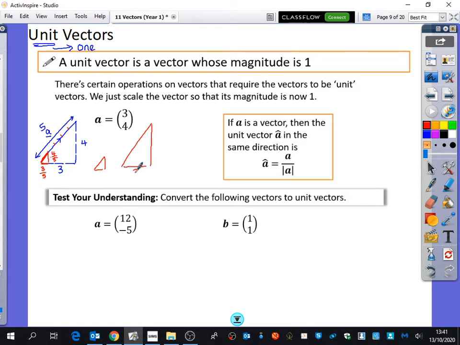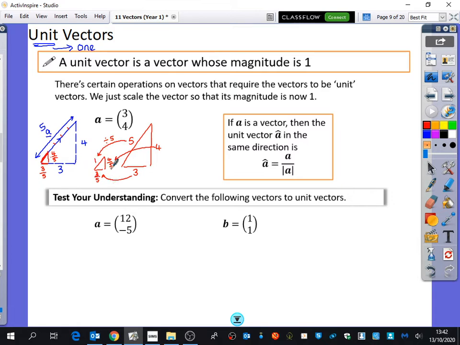The big triangle is the one that we drew in blue, that is 3, 4, 5. Because they are similar triangles, they have been scaled by the same amount. So if this one is 1, to go from 5 to 1, I divided by 5. So to go from 4 to this side, I must also divide by 5. And to go from 3 to this side, I must also divide by 5. And this is going to be a unit vector.